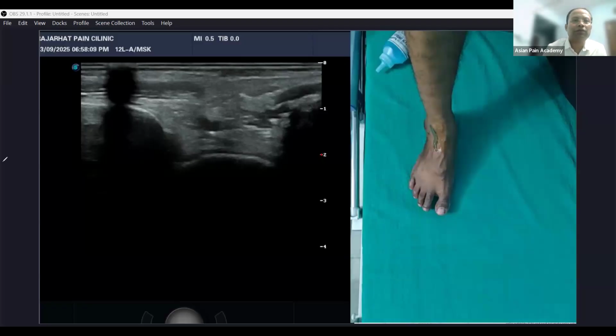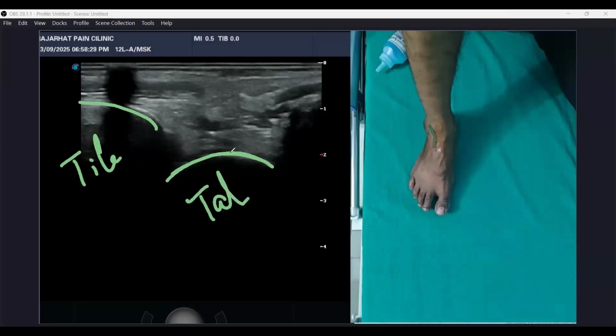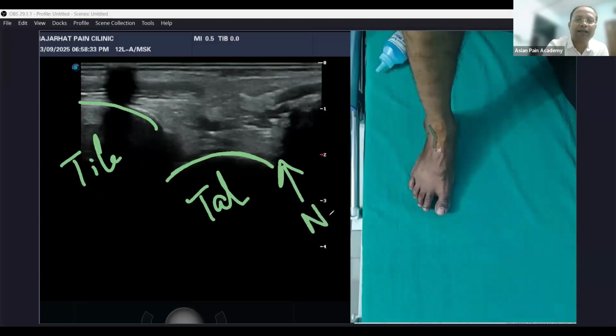Here actually there is one small problem in the probe, so just ignore this. Okay, this side is tibia. What is this? Anyone can tell? Dome of the talus. Talus, yeah. This part is neck. This part is head.